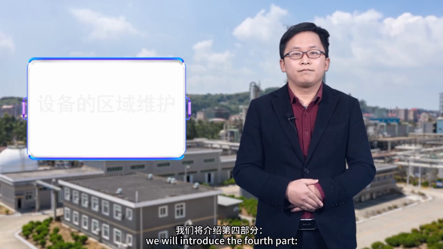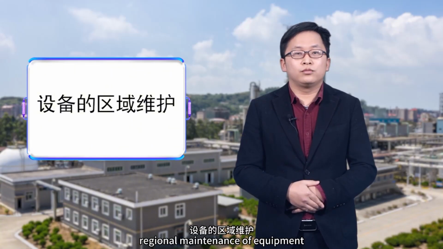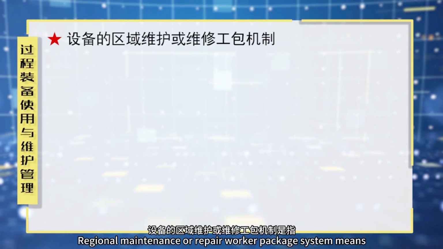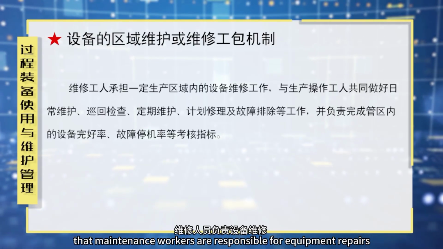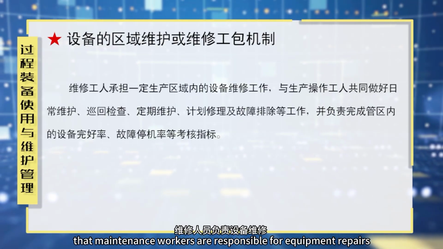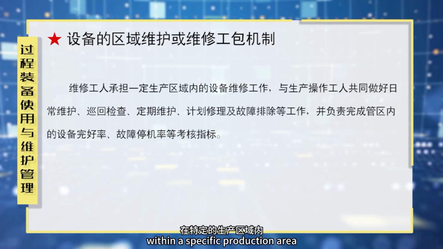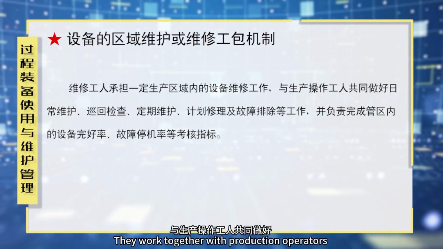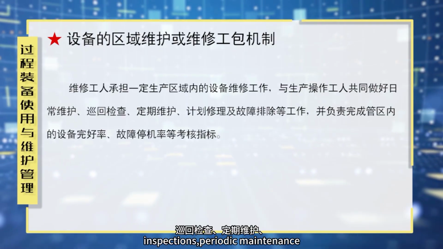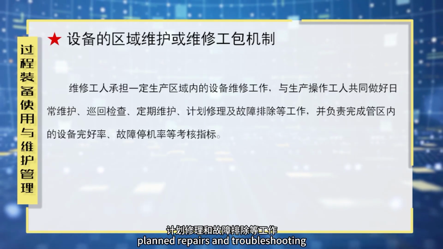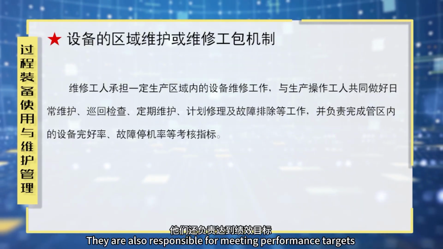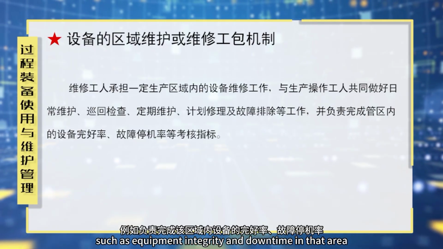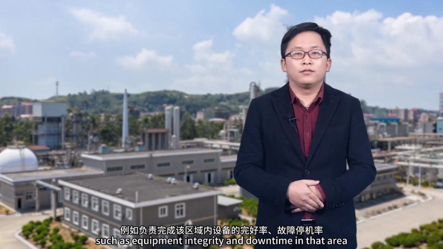Next, we will introduce the fourth part, regional maintenance of equipment. Regional maintenance or repair worker package system means that maintenance workers are responsible for equipment repairs within a specific production area. They work together with production operators on routine maintenance, inspections, periodic maintenance, planned repairs, and troubleshooting. They are also responsible for meeting performance targets such as equipment integrity and downtime in that area.